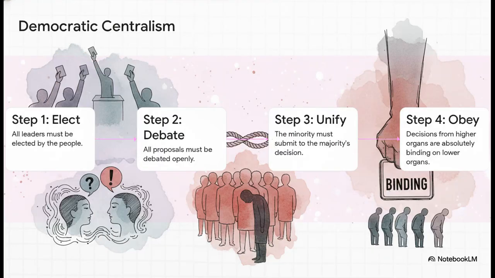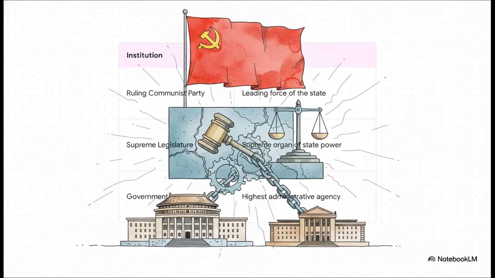So how does this vanguard party actually govern? They use a principle called democratic centralism, and the key is right there in the name. The democratic part is supposed to happen first. Leaders are elected, policies get debated, but once a decision is made, that's when the centralism part kicks in. All debate stops, the minority has to go along with the majority, and decisions from the top are absolutely 100% binding on everyone below. It's a system designed for total unity, but in practice, it becomes the foundation of the one-party state.